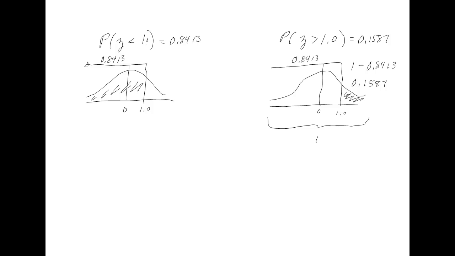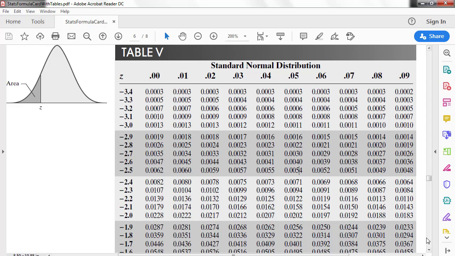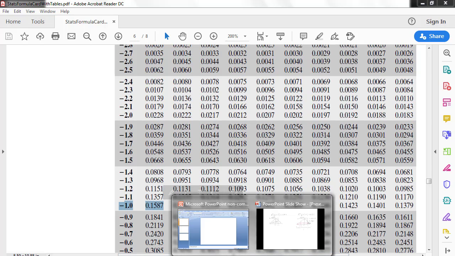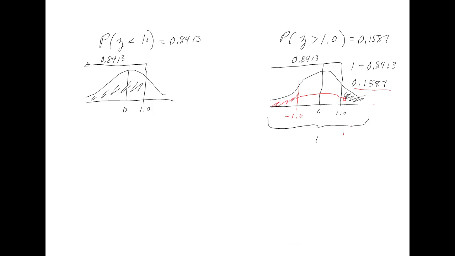Let me change the color of the pen. Alright, so I know the graph is symmetric. So if I were to find this area over here to the left of negative 1.0, it would be the same as this area over here. So I'll go to the table, and I'm going to look up negative 1.0. Scroll down a little bit here. Negative 1.0 is 0.1587. And let's go back to my chart here. And by golly, it's 0.1587. So there's two ways to find the area to the right, but there's only one way to find the area to the left, and that's just to look it up in the table.